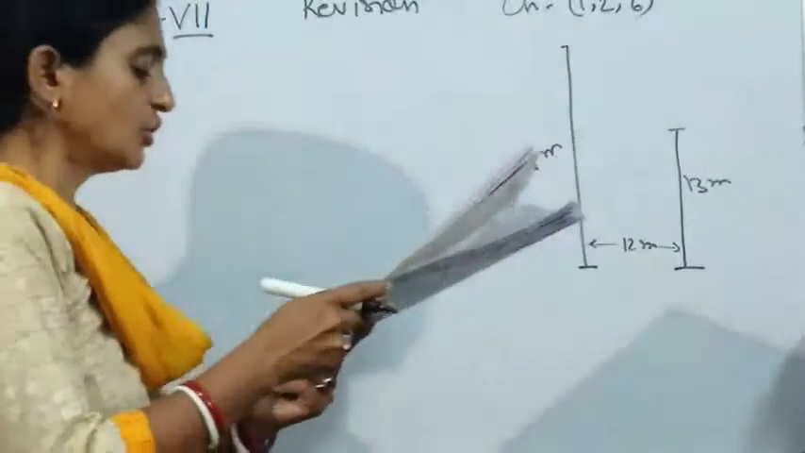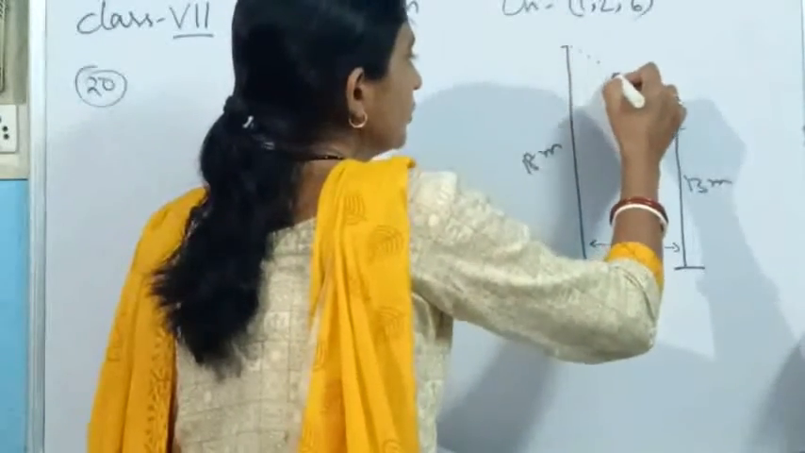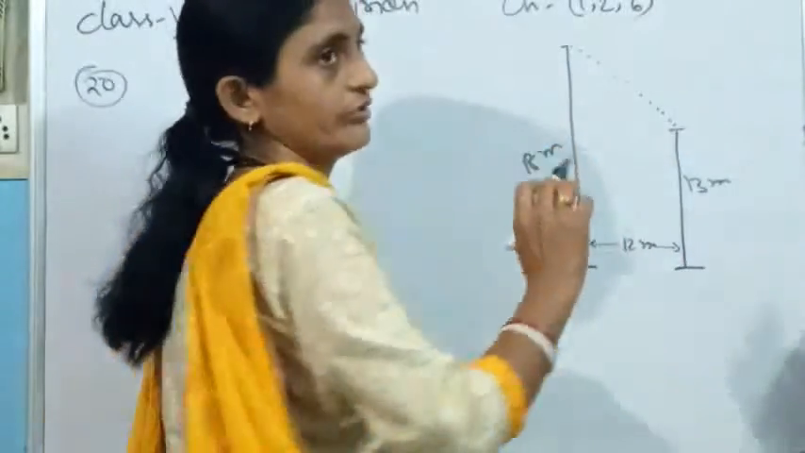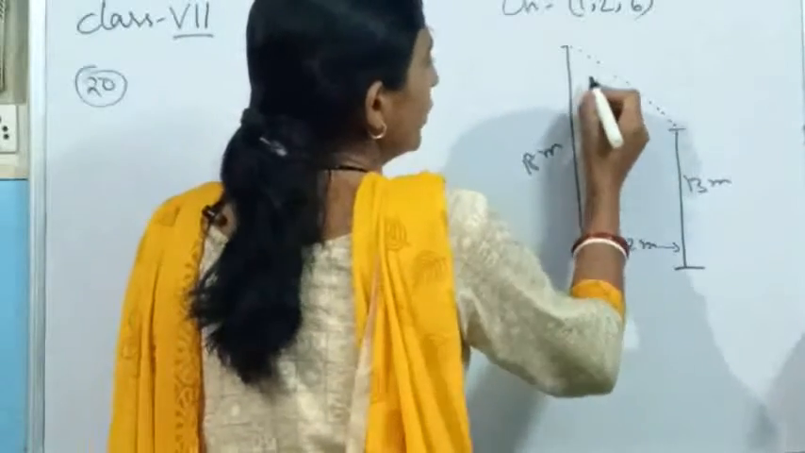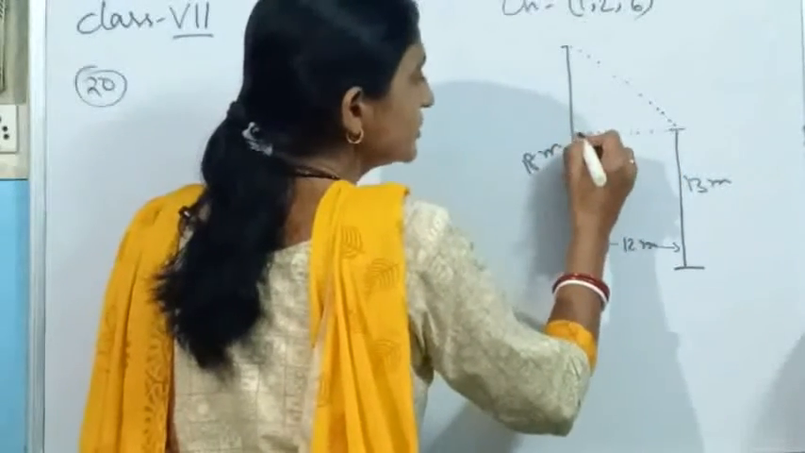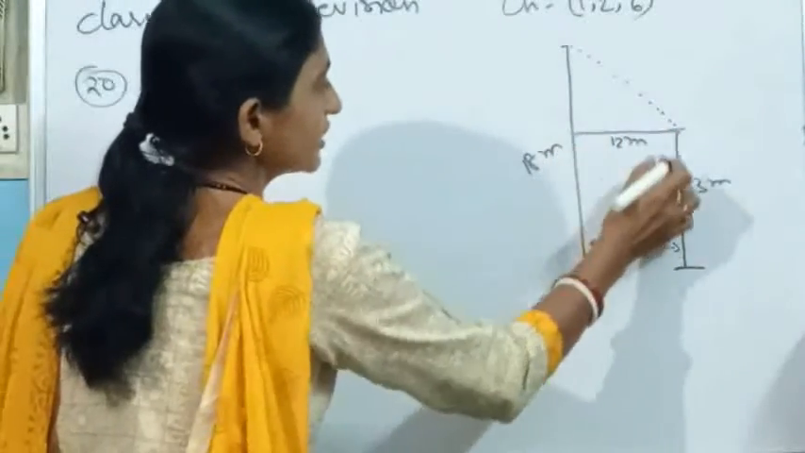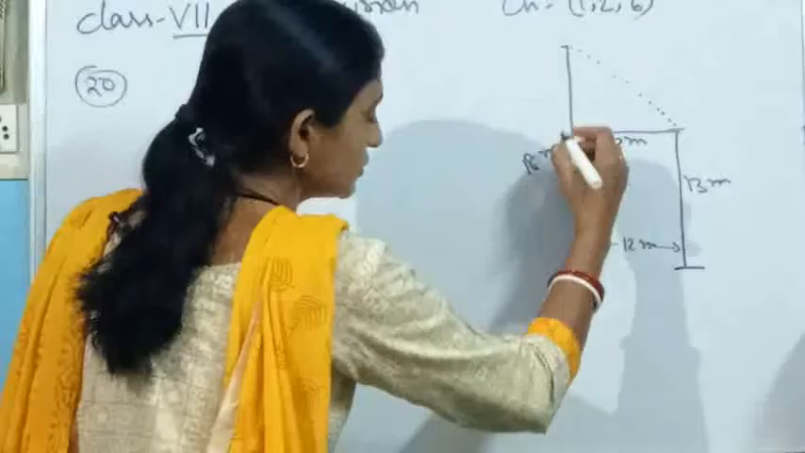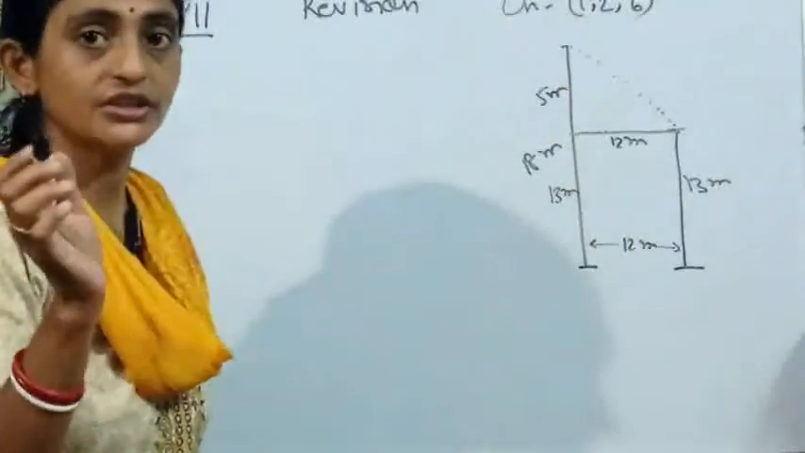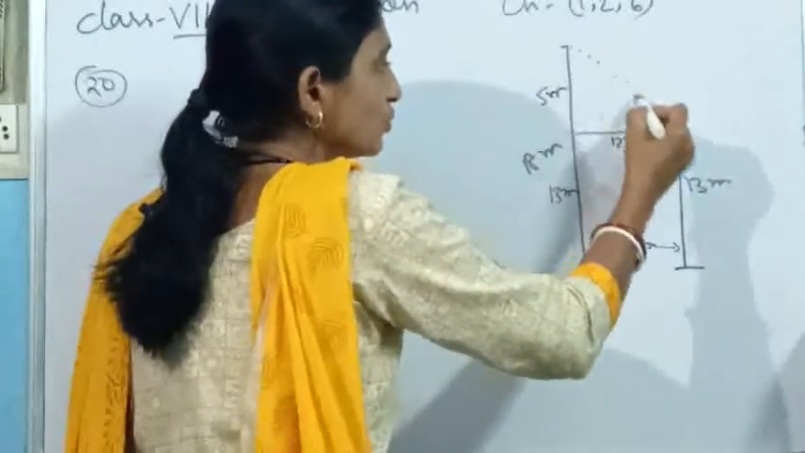Now you have been asked to find the distance between their tops. That one has not been given. So what you can do? If I come up to that, this distance is also 12 meter. Now up to that, the height is the same. So if it is 13 meter, the remaining one is 5 meter. So what are the things I have got? The height is 5 meter, the base is 12 meter. I don't know the hypotenuse.